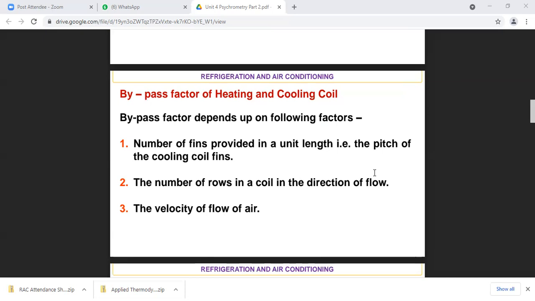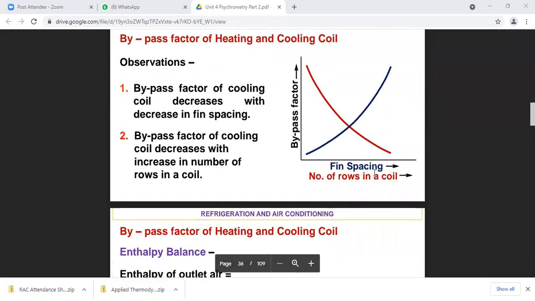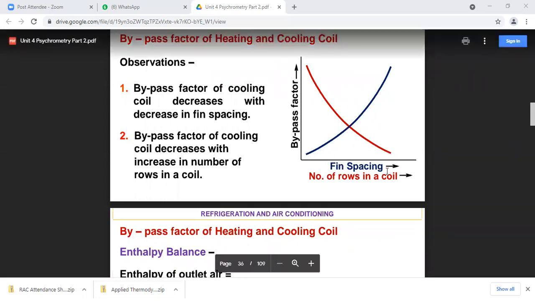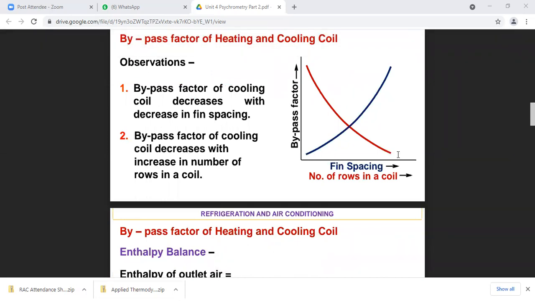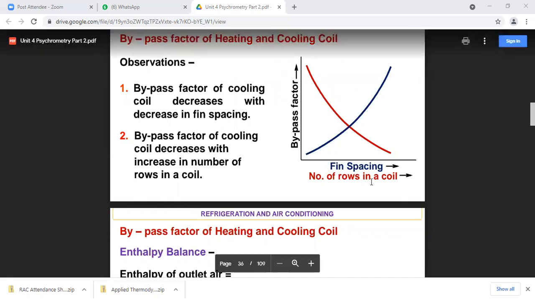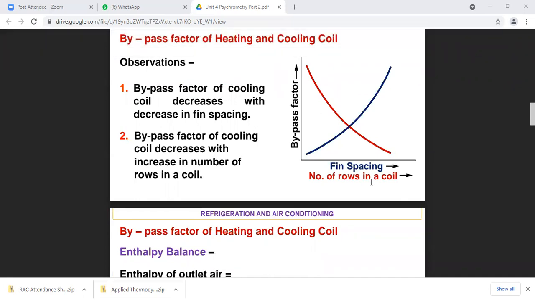And second, you can see here the bypass factor of the cooling coil decreases with the decreasing fin spacing, and the bypass factor of the cooling coil decreases with the increasing number of rows in the coil. So this is the bypass factor we have plotted on the y-axis, against fin spacing and the number of rows of the coil. So this graph gives a clear view of the bypass factor of the heating and the cooling coil.